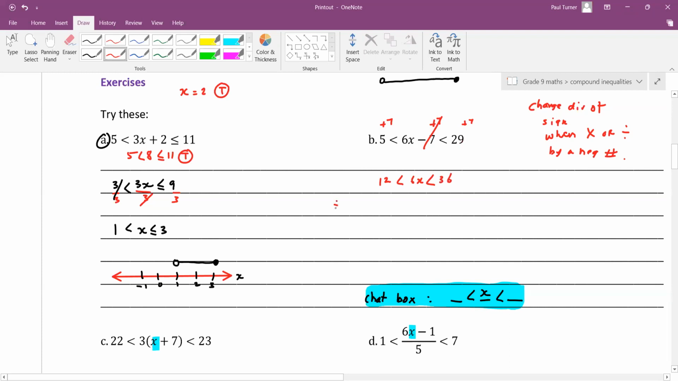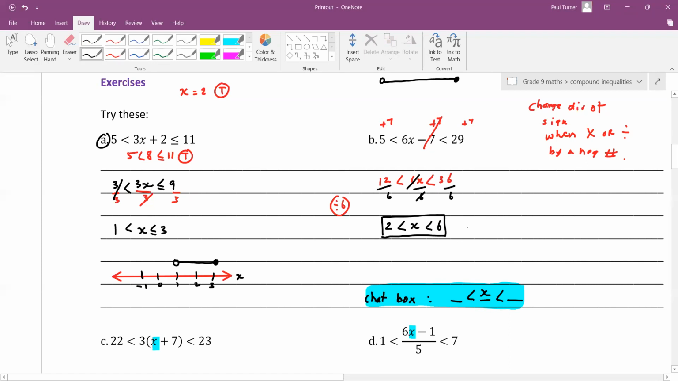So at this stage, we're going to divide by 6, which is a positive number. So let's divide by 6. Like that. So 12 onto 6 is 2. Less than 6x, the 6 and 6 will cancel. And 6 into 36 is 6. So we're finished. So any number between 2 and 6 exclusive.